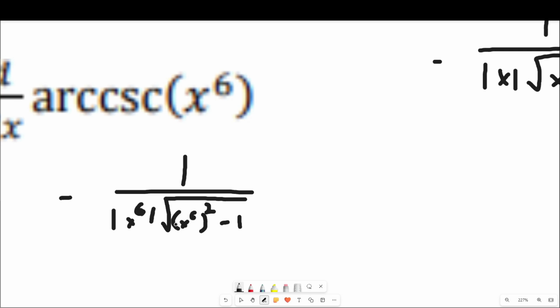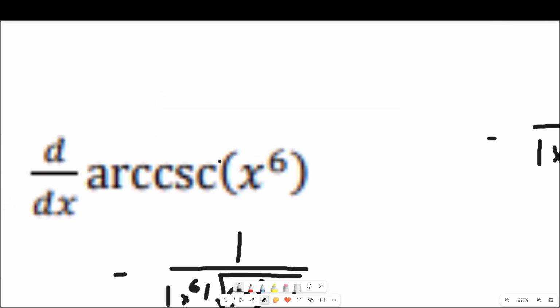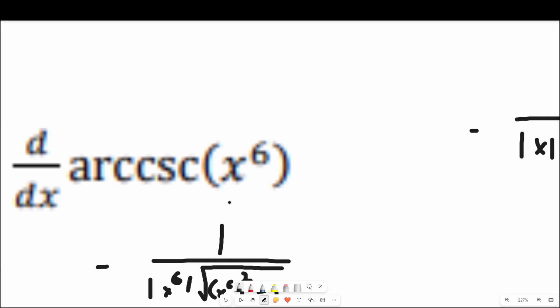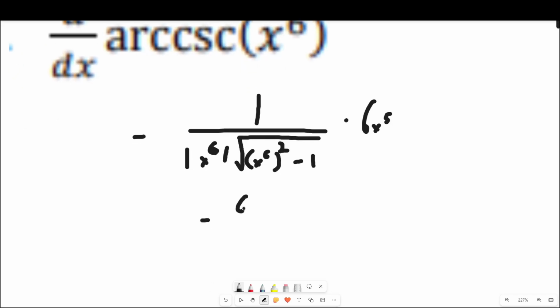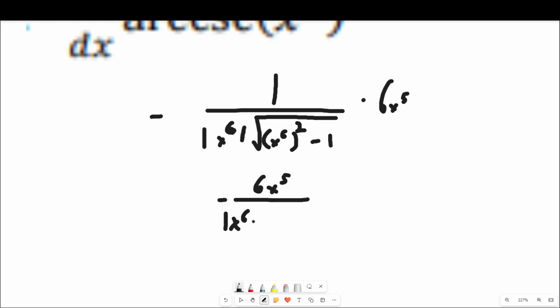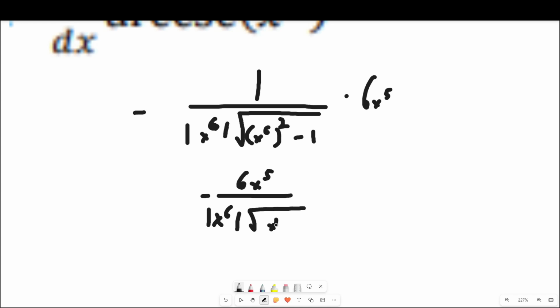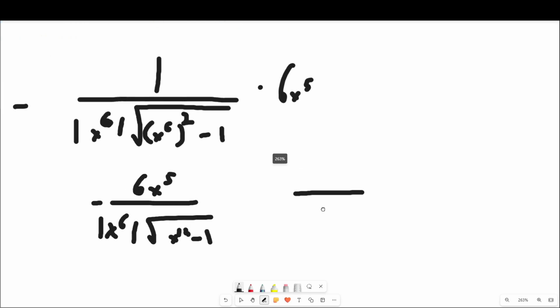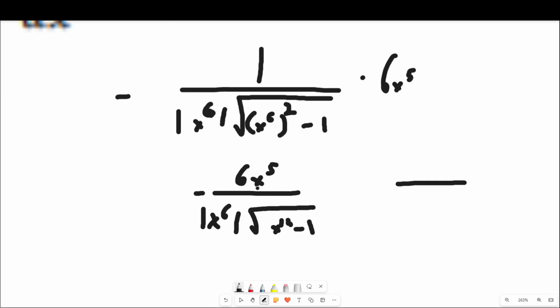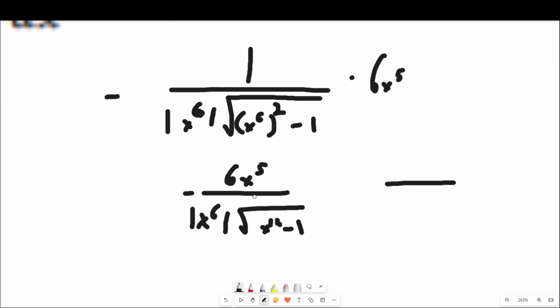And if you know your power rules, it's just going to be x to the 12th. And then it's actually going to be chain rule as well, because our argument is a function as well. So we've got to take the derivative of our inner function and multiply it on the outside. So it's just going to be 6x to the 5th power, which equals negative 6x to the 5th over the absolute value of x to the 6th times square root of x to the 12th minus 1. And one final thing is we've got to make sure if we can remove the absolute value or not. So in this case, if our x was a negative number, it's going to say negative.